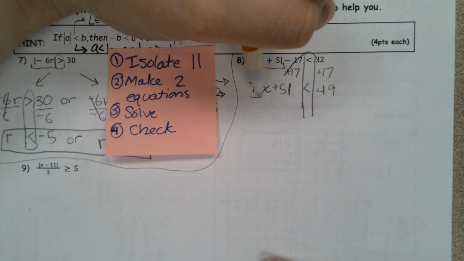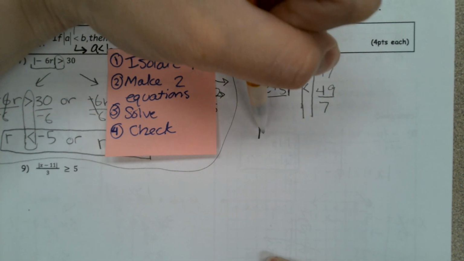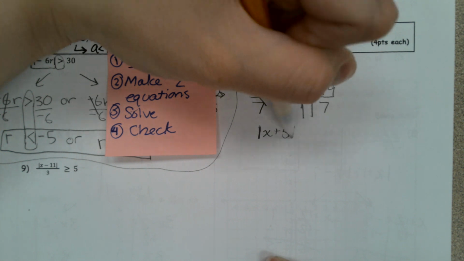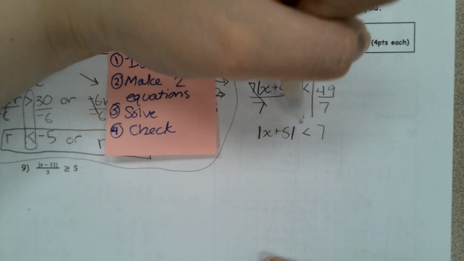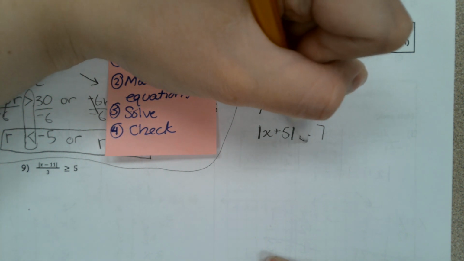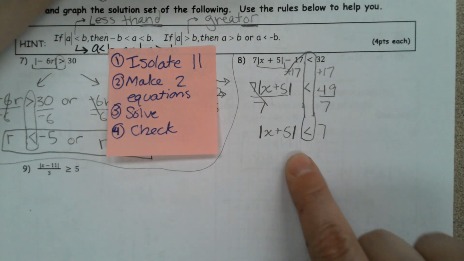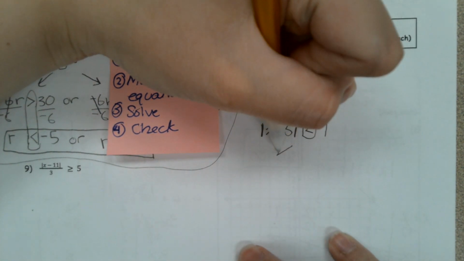Then we need to get rid of the 7. We're going to divide it off. Cancels. Absolute value of x plus 5 is less than 49 divided by 7, sorry, 49 divided by 7 is 7. And now you see that my absolute value is isolated. So now I can make my equations.